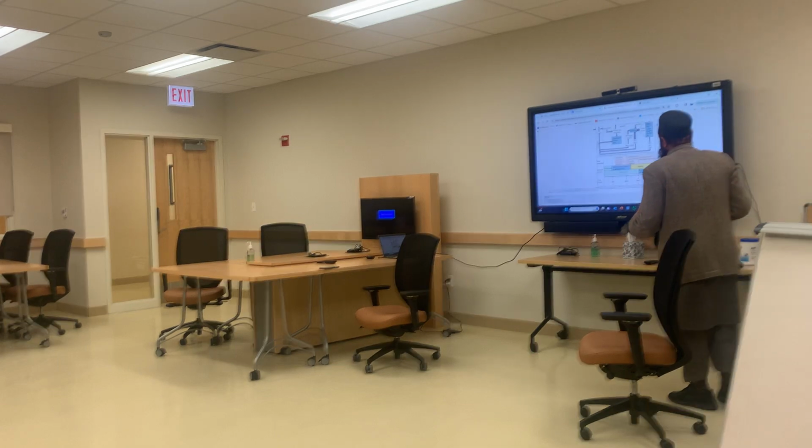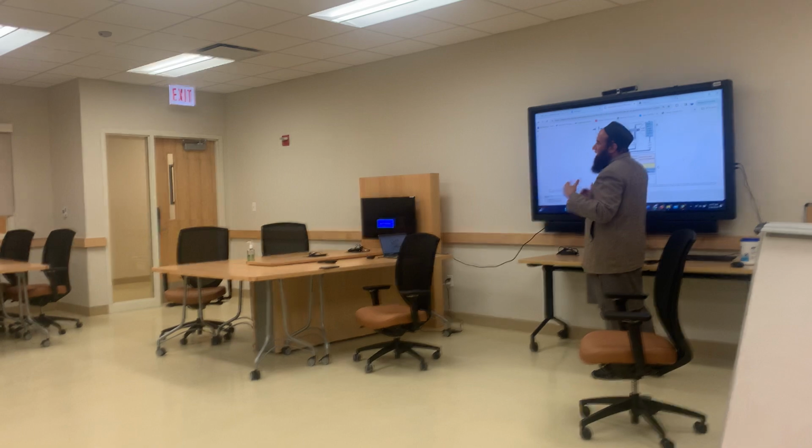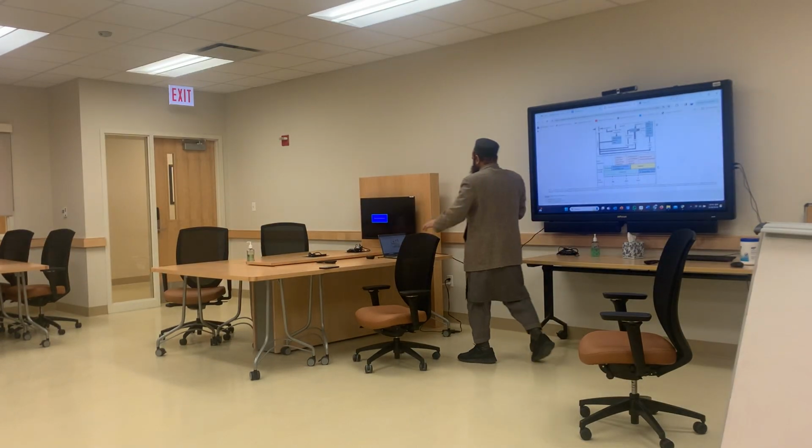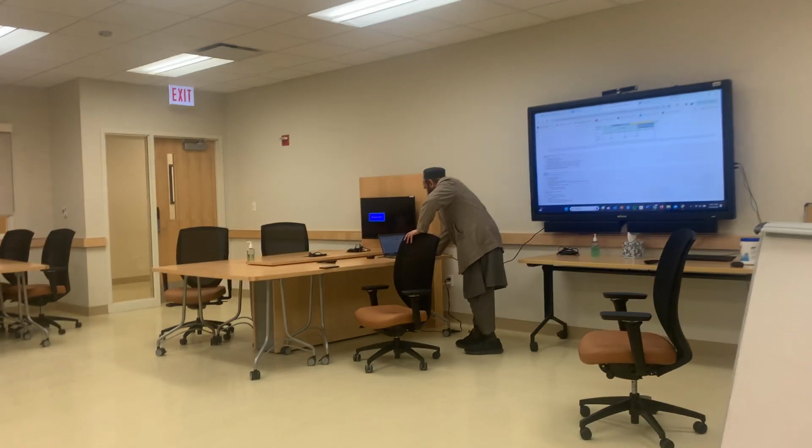Okay? So this is our overall schema of how a virus gets into the body and where the body is going to respond and where it's going to take you to. Any questions thus far?